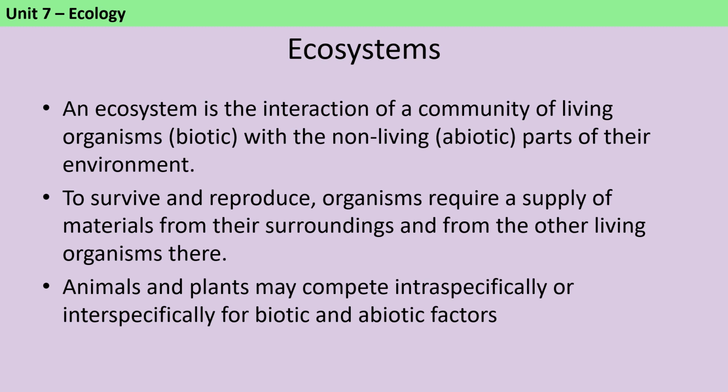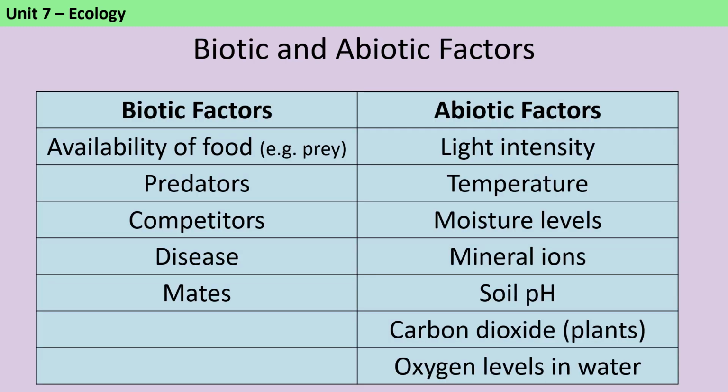Animals and plants may compete intraspecifically, which means within their own species, or interspecifically with other species for both biotic and abiotic factors. Where a species is able to survive and thrive will be a combination of both the biotic and the abiotic factors. For instance, an animal species may not be able to survive in an area where there's a superior competitor taking all the food, but then also where it lives could be controlled by something like the temperature being too hot. Or as a plant, you might not be able to survive in an area that doesn't have sufficient light, so you can't do photosynthesis, or where there aren't enough mineral ions in the soil.